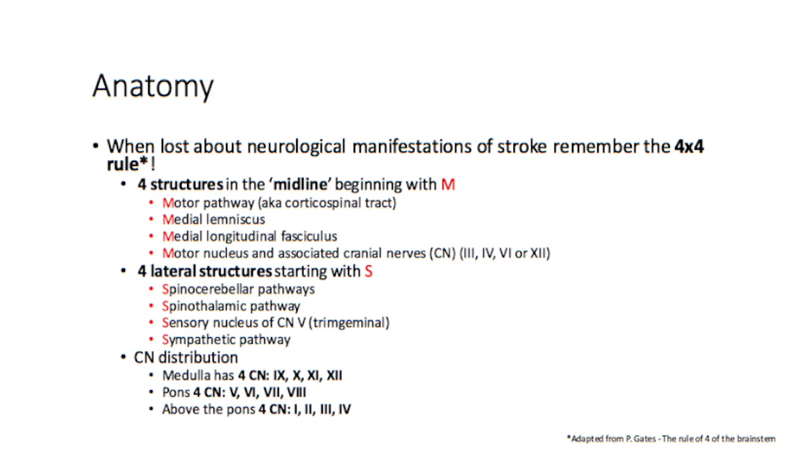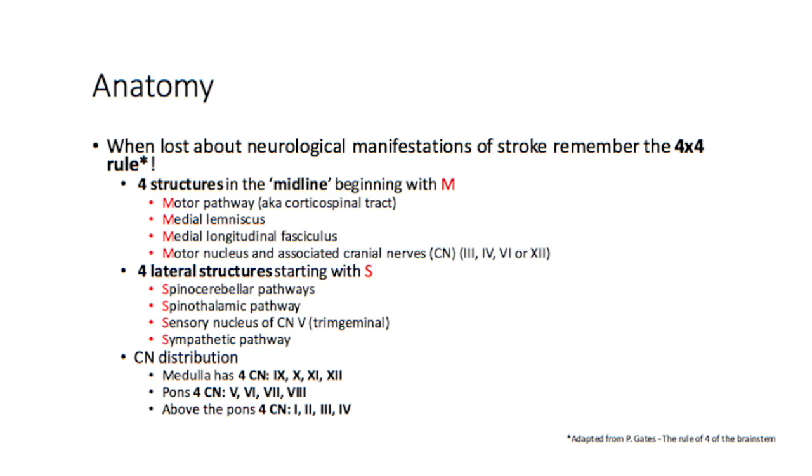Finally, there are also some cranial nerves that you need to be familiar with that abide by the 4x4 rule. So the medulla has 4 cranial nerves, broadly speaking. That's 9, 10, 11, and 12. The pons also has 4 cranial nerves, so that's 5, 6, 7, and 8. And above the pons in the brain, there are also 4 cranial nerves. So cranial nerve 1, 2, 3, and 4.